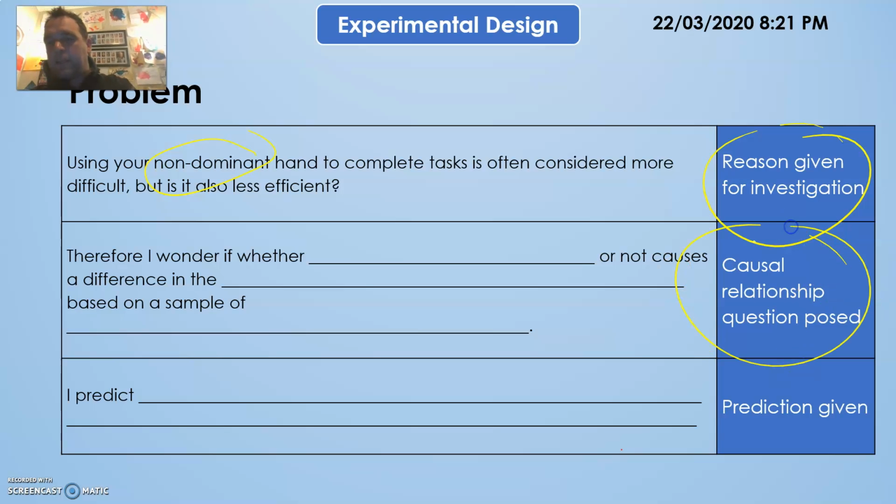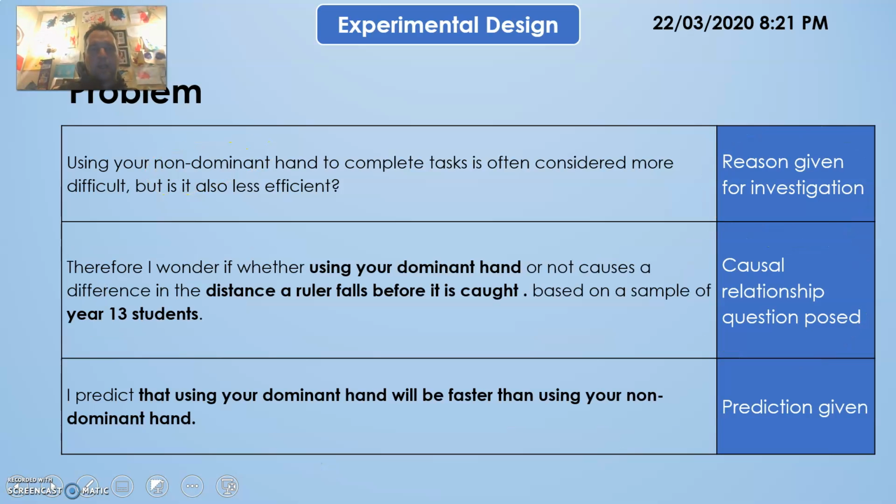So the next part is to come up with your causal relationship question. Same structure as before. So that would be, I wonder if using your dominant hand or not causes a difference in the distance a ruler falls before it's caught, based on a sample of Year 13 students. So the key thing is we've got our treatment, which is using your dominant hand, and we've got our response variable, which is the distance the ruler falls.